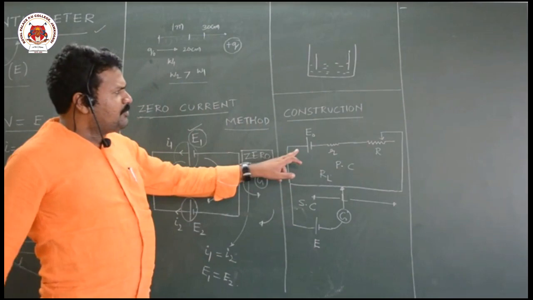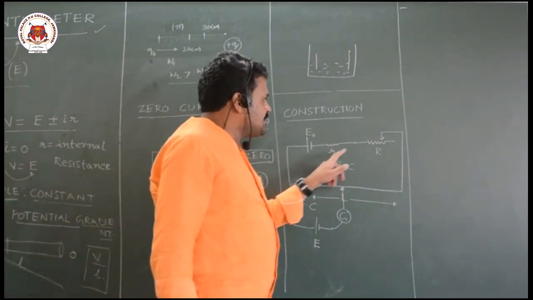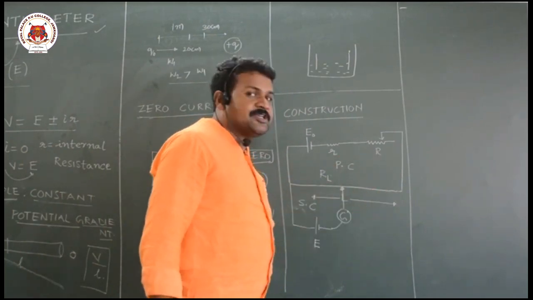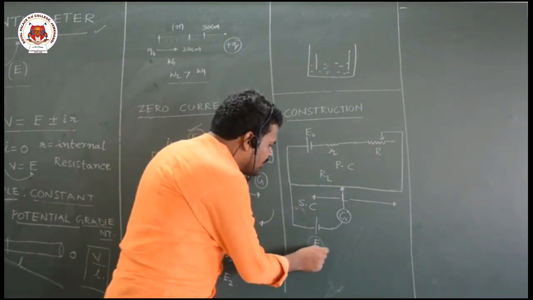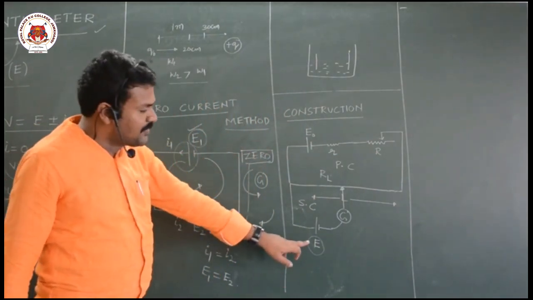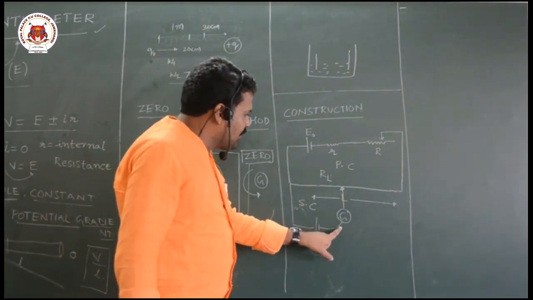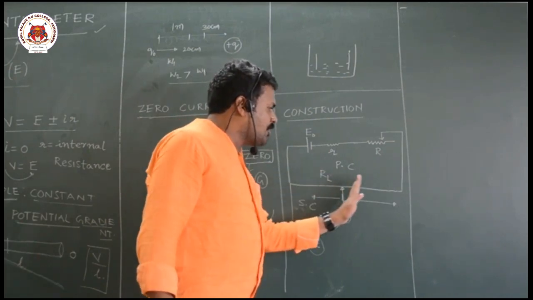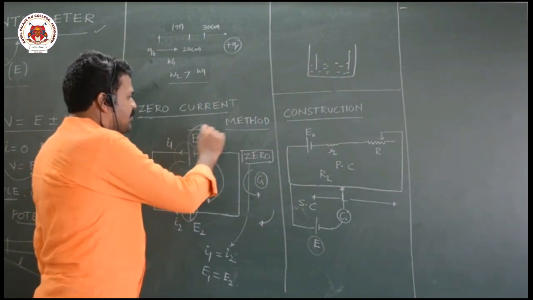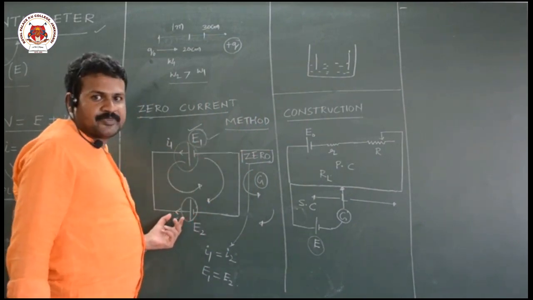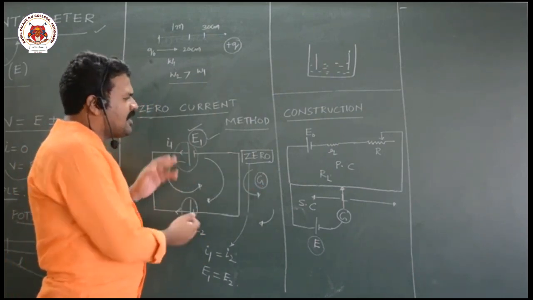So in the primary circuit, the potentiometer consists of a primary cell, an internal resistance and an external resistance, and there is a wire of resistance RL. The cell whose EMF has to be determined is always kept in the secondary circuit. It is connected to a galvanometer and to a movable pin, the jockey, which can move across the wire. Now come here, this is the primary cell, this is the secondary cell. If I make the current 0, the EMF across this I can measure.